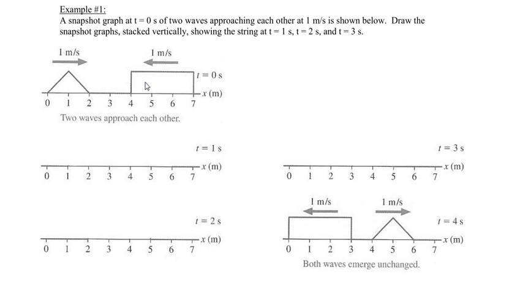What we're asked to do is to draw out the snapshots of the graphs when they're vertically stacked on top of one another, superimposed, at t equals 1 second, 2 seconds, and 3 seconds. And here I've drawn what would happen as both the waves emerge unchanged at t equals 4 seconds.